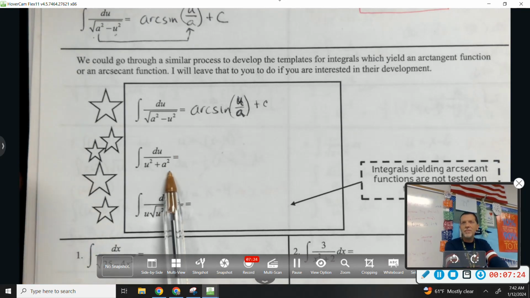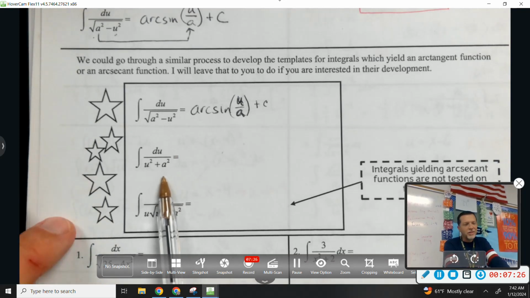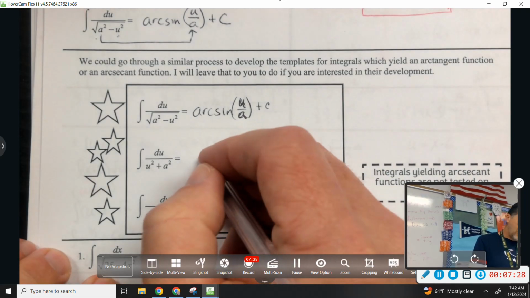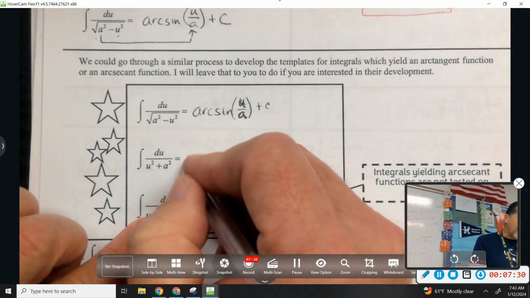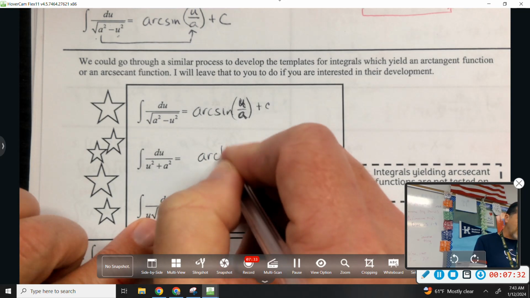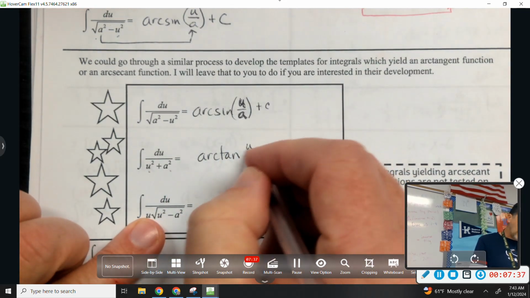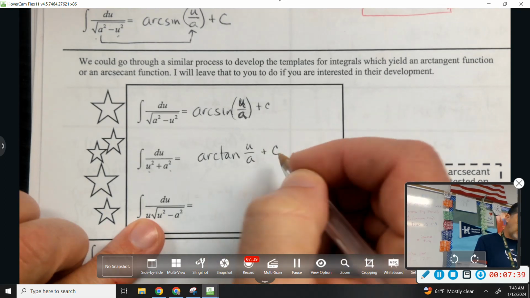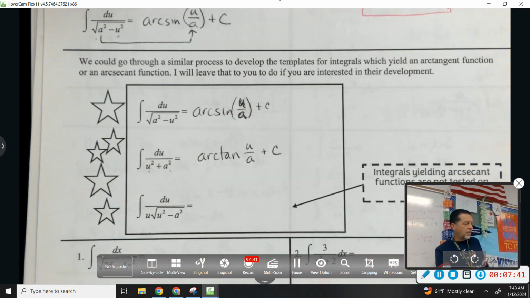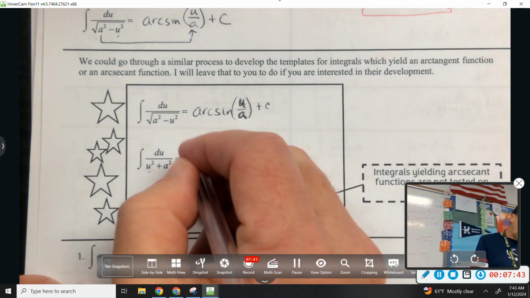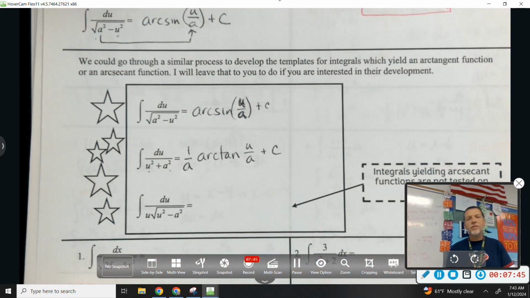You know enough to kind of get in the ballpark. It looks like arctangent. So you're right. Be careful when you write this. Leave a little space out front because arctan's a little different. It's also u over a. But there's kind of a chain rule thing that's going on, and you get a 1 over a out front. The arcsine doesn't have that. The tangent does.